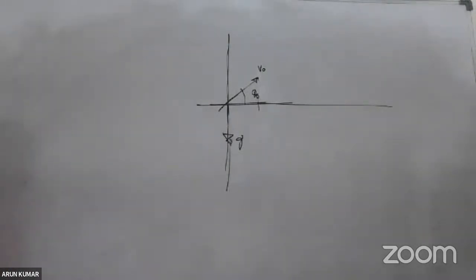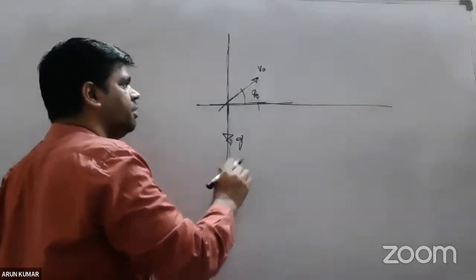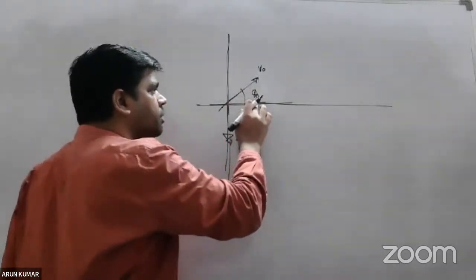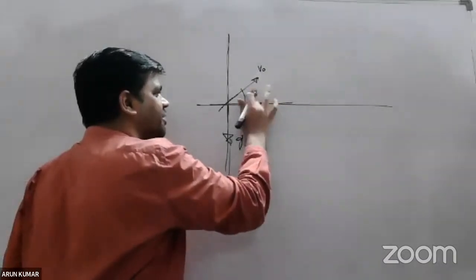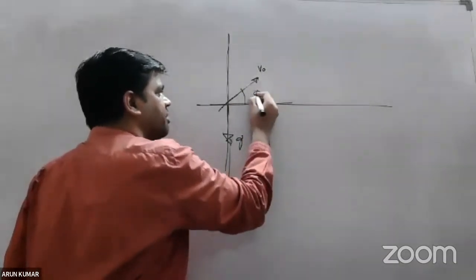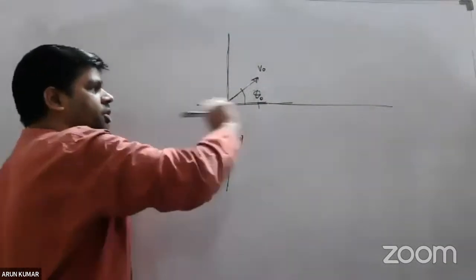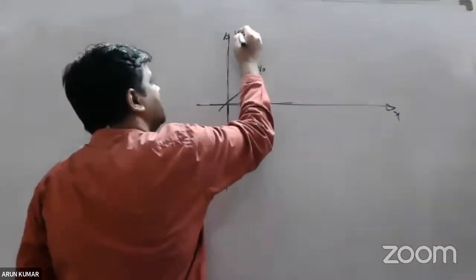Is it 40 or 90 degrees? Angle between what and what? This angle is theta naught. The angle between the horizontal, let's say the x-axis, and the y-axis is theta naught.